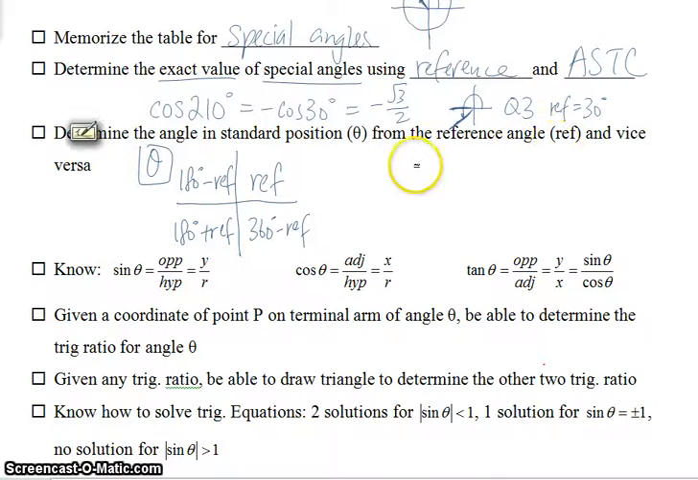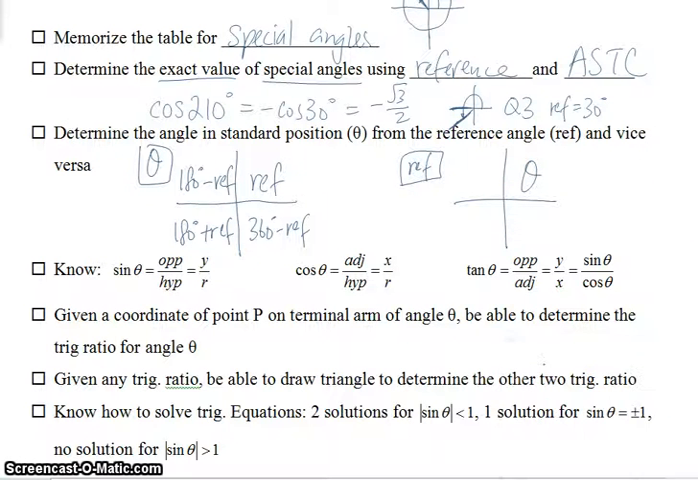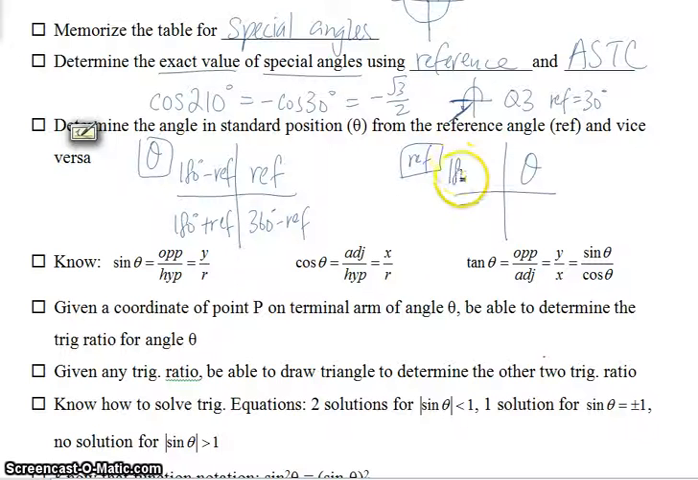Now, vice versa. Say I ask you for the reference angle, given the angle. In the first quadrant, the angle is the reference angle. Let's say 40 degrees is 40 degrees. In the second quadrant, let's say it's 120. So what you do is take 180 minus the angle. Then it will give you the reference angle. In the third quadrant, you take the angle minus 180. And finally, in the fourth quadrant, you take 360 minus the angle. So these two tables are the same except in the third quadrant.